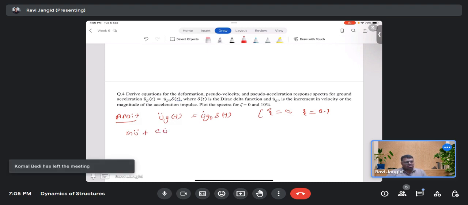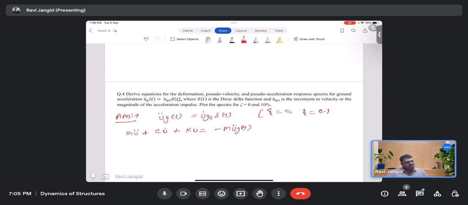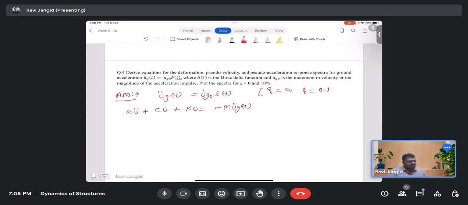As we know, for the damped system we have the equation m u double dot plus c u dot plus k u is equal to minus m ug double dot t. That is our equation. If I put that value here, it will become m u double dot plus c u dot plus k u is equal to minus m ug naught dot into delta t.